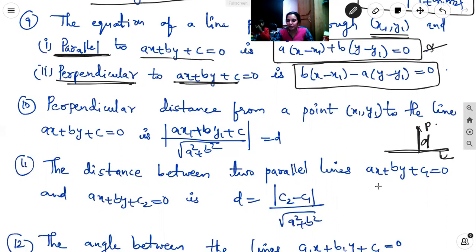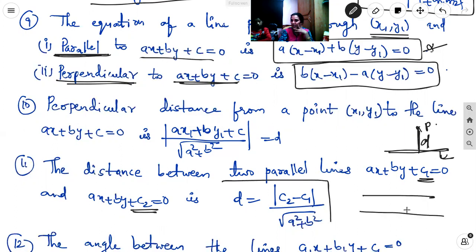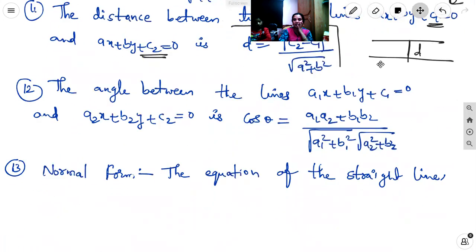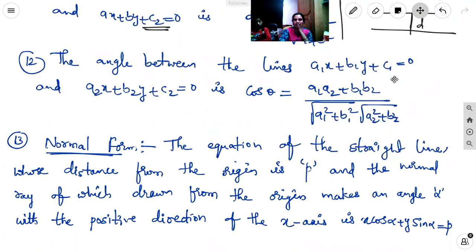The distance between two parallel lines, where only the constants are different: ax plus by plus c1 equal to 0, ax plus by plus c2 equal to 0. For that, the distance d is equal to the difference of the constants by under root of a square plus b square. The distance is always positive, so we can take the modulus: modulus of (c2 minus c1) by under root of a square plus b square.